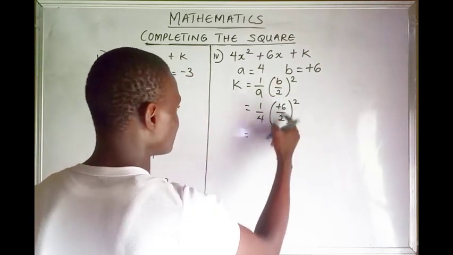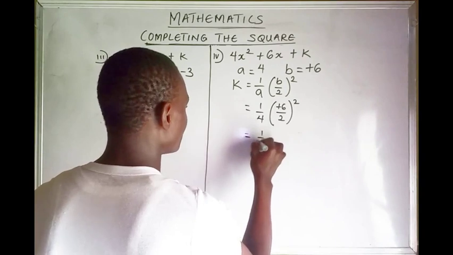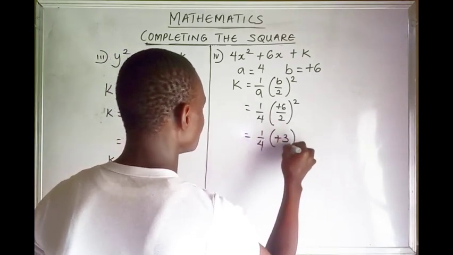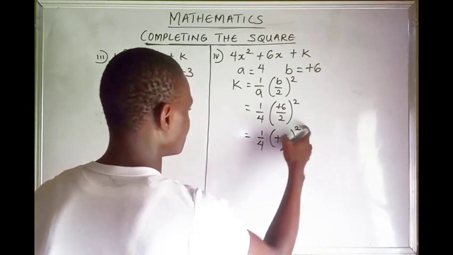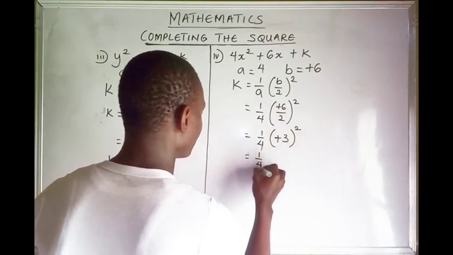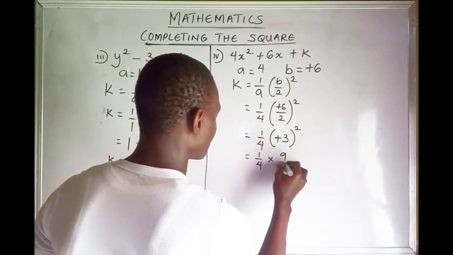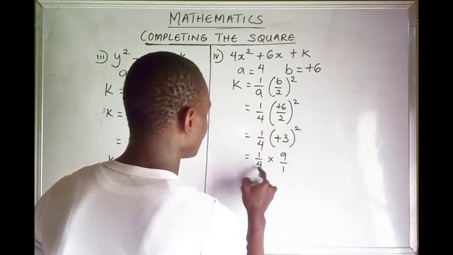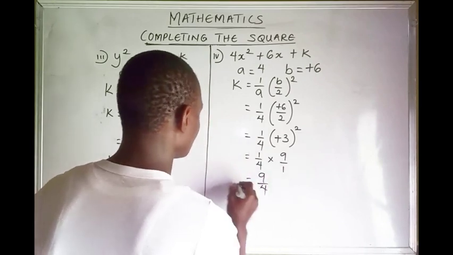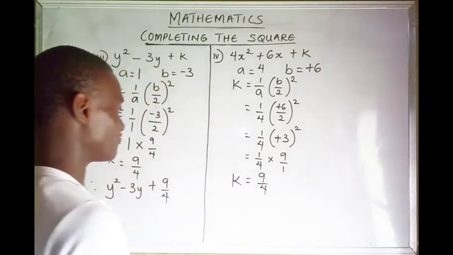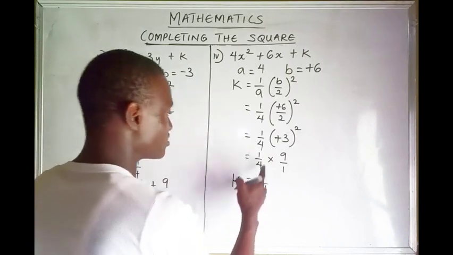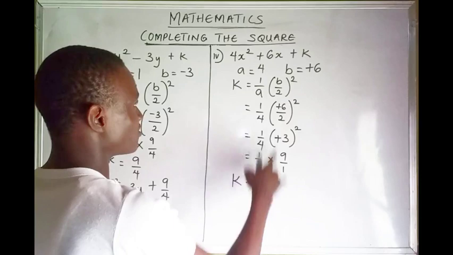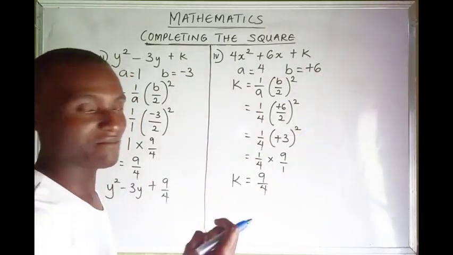Then we can solve the bracket first. We have 1 over 4 bracket positive 3 to the power of 2. And this is going to give us 1 over 4 times 9. We can just put this over 1 and say 1 times 9 is 9. 4 times 1 is 4. Then we can see that our k is equal to 9 over 4. By implication, what we are trying to say here is that if we change this k to 9 over 4, then this expression will become a perfect square.